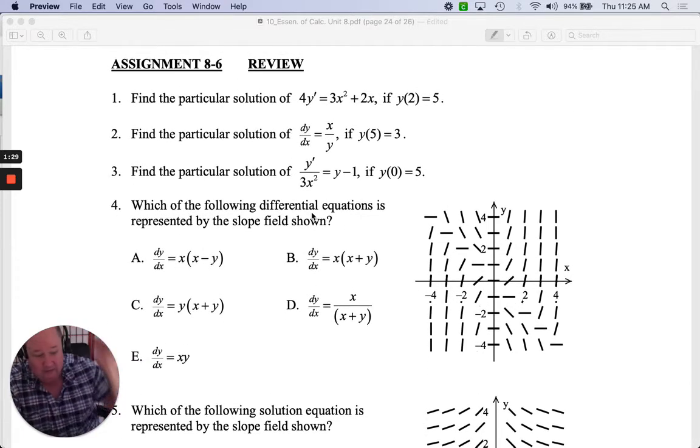In number 1, it says, find the particular solution for that. So let's write it down. I'm going to share my screen, my document camera, in a second. I'm going to write down 4y prime equals 3x squared plus 2x. And then it's a particular solution because you're given a point. So y at 2 equals 5. So let's try it together.